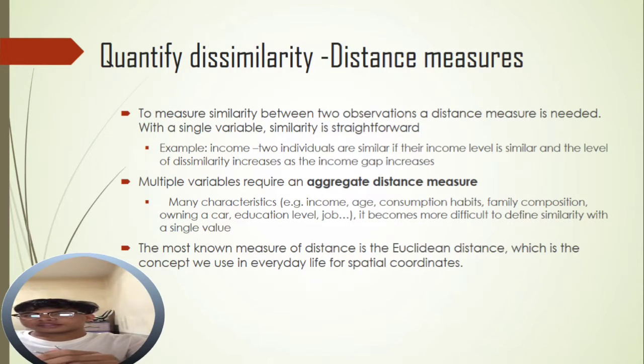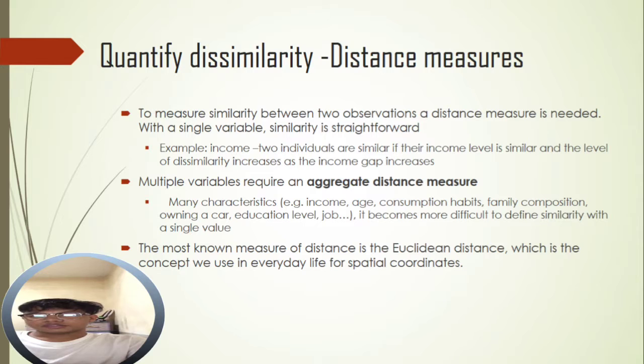So, quantify the similarity or distance measure. So, to measure similarity between two observations, a distance measure is needed. So, with a single variable, similarity is straightforward. So, for example, income: two individuals are similar if their income level is similar, and the level of dissimilarity increases as the income gap increases.